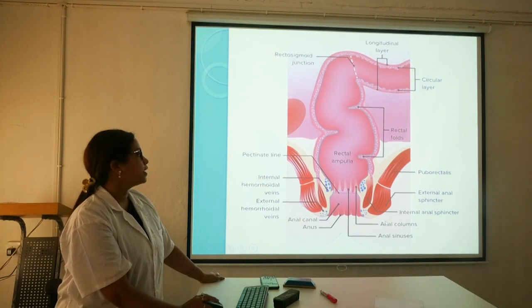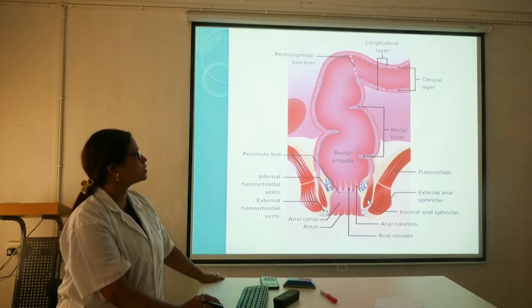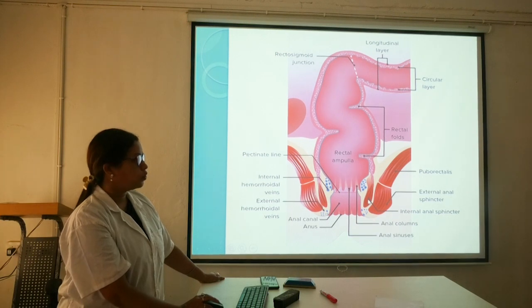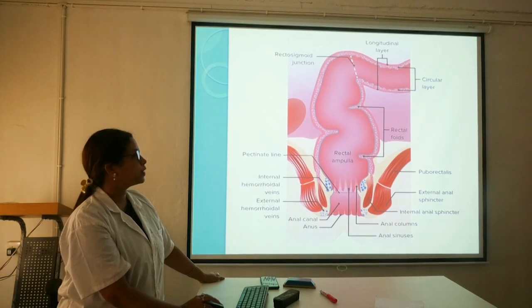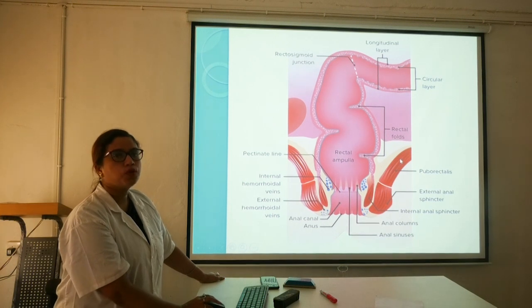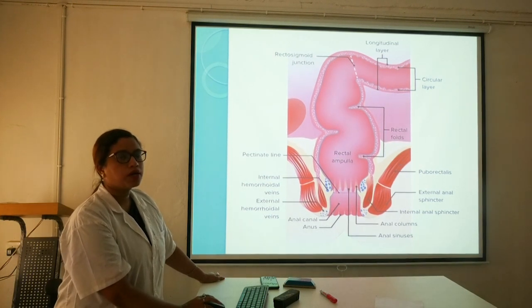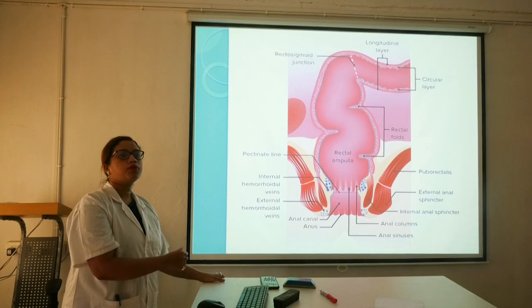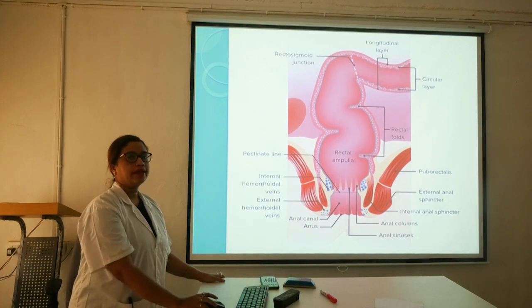So there are two sphincters. One is the internal anal sphincter, and another one is the external anal sphincter. This one is the internal anal sphincter and this one is the external anal sphincter. And which muscle is just above that? That is known as puborectalis, because I told you it is demarcating between the rectum and the anal canal.